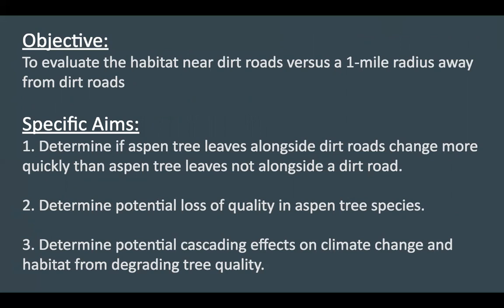My first one is to determine if aspen tree leaves alongside dirt roads change more quickly than aspen tree leaves not alongside a dirt road. My second aim is to determine potential loss of quality in aspen tree species. And my third aim is to determine potential cascading effects on climate change and habitat from degrading tree quality.